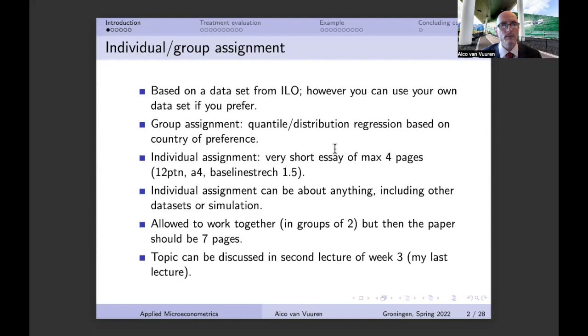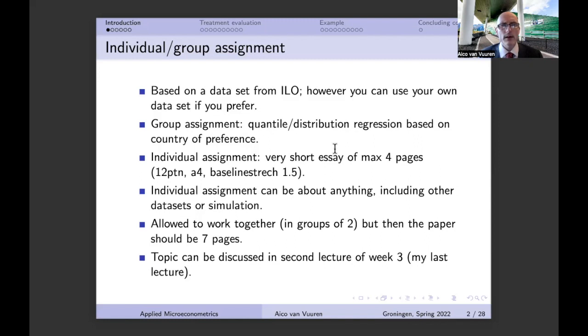Before I do that, I would like to say something about the individual and the group assignment. I know that I make myself very popular by looking at the individual and group assignment already at the start, but I do think it's interesting to do it in this way this year. The assignments this year are going to be based on a data set from the ILO, the International Labour Organization. I suppose that you have already heard about that organization, probably not about the data set. I'm going to talk about that on the next slide.